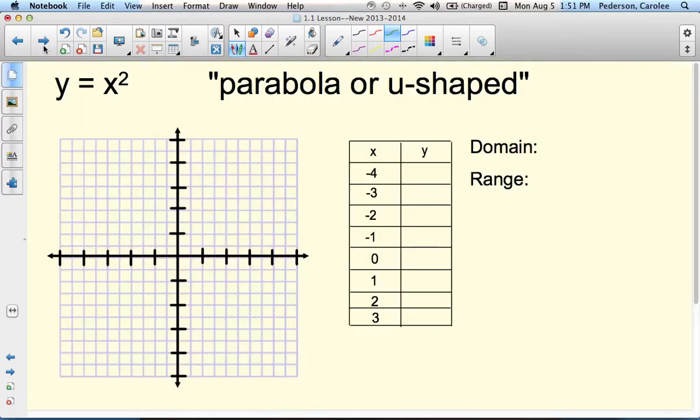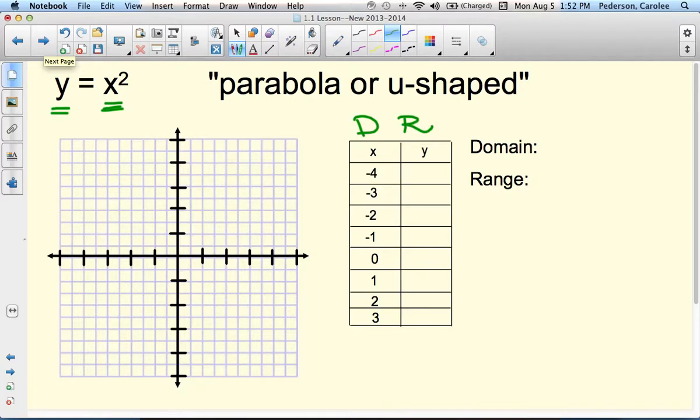So here's our first parent function. The linear we've already focused on in this chapter. So we'll go into the parabola, or the U-shaped. The parent function is y equals x squared. So I'm just going to plug in some points for x to get out y. And then we'll identify the domain and range. You're always going to substitute into your domain. There's your domain. And then what you get out is your range.